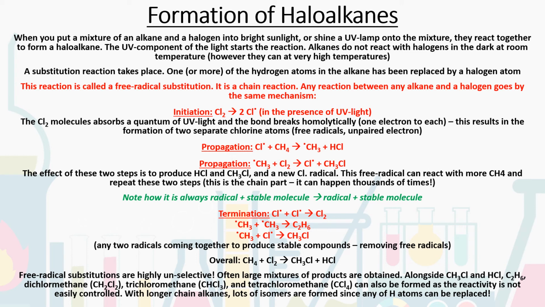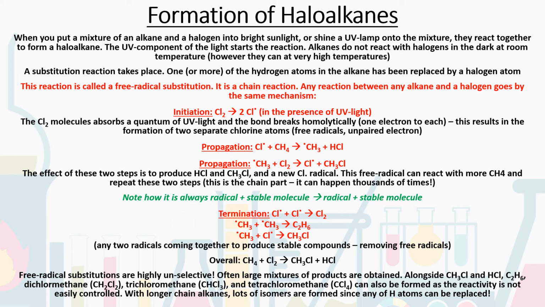The next 2 steps are called propagation steps. And so here we have one of our chlorine free radicals reacting with our alkane. So in this case, I'm going to show it as methane, CH4. Now what always happens here is our Cl radical abstracts a hydrogen. We said that it replaces a hydrogen atom, and so our Cl abstracts a hydrogen atom. So we always end up forming HCl, and now we have what we call a methyl radical, CH3 dot. So this again has an unpaired electron on it.